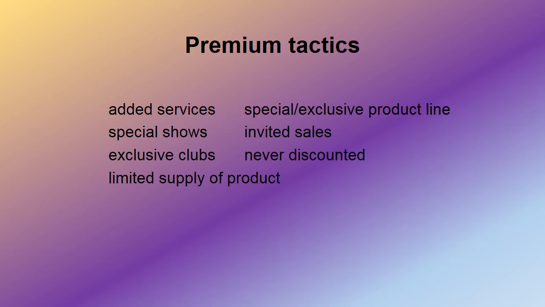All right, so some examples of premium tactics: added services, special exclusive product lines, special shows, invited sales, exclusive clubs, never discounted products, and a limited supply of a product. Think about people who do this. If you go to a Hermes store, or a Louis Vuitton store, or some of the high-end merchandisers, they basically don't discount their products. Instead, they add extra services, special shows, exclusive clubs, and a limited supply of the product.